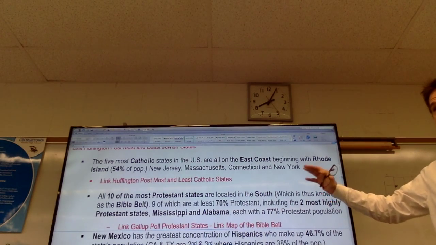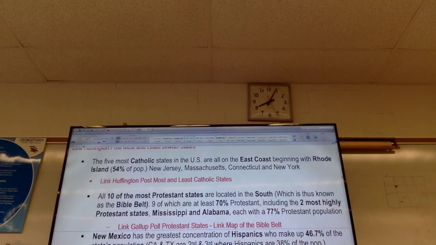Protestant states, we go more south. Again, I think I mentioned the Bible Belt. I mentioned the Rust Belt. You should know where that is. You should know where the Bible Belt is. And if you don't, you can search for those tomorrow. So in the Bible Belt, we've got about 70% of the population being Protestant, and two of the most Protestant states are Mississippi and Alabama.